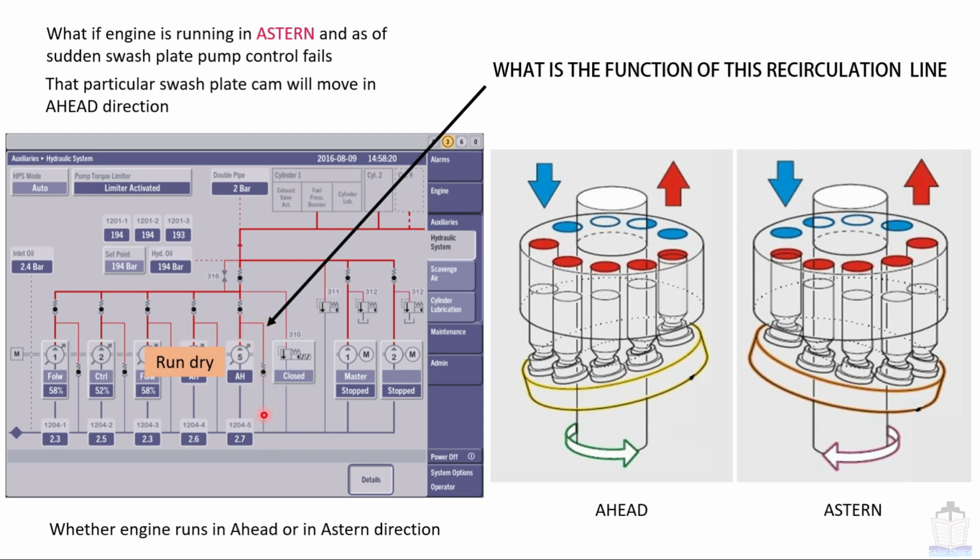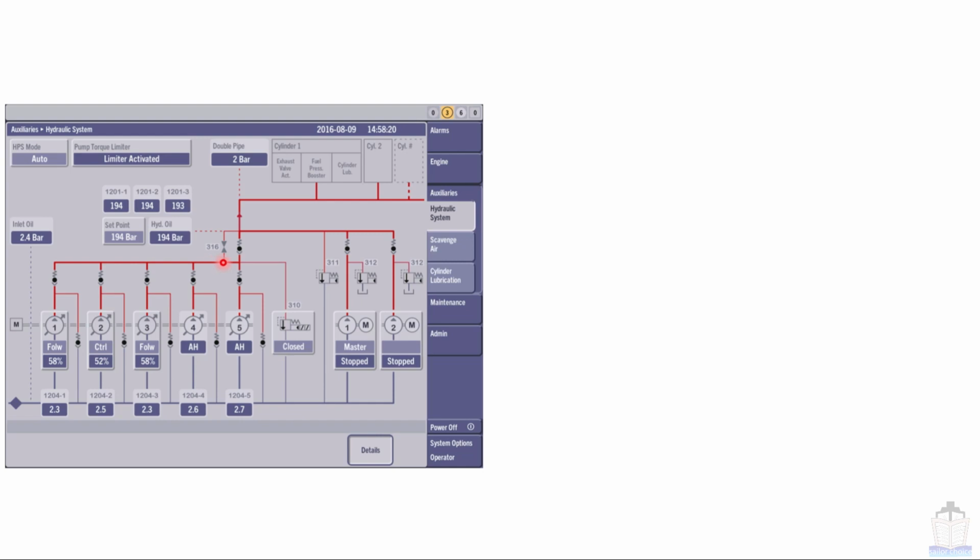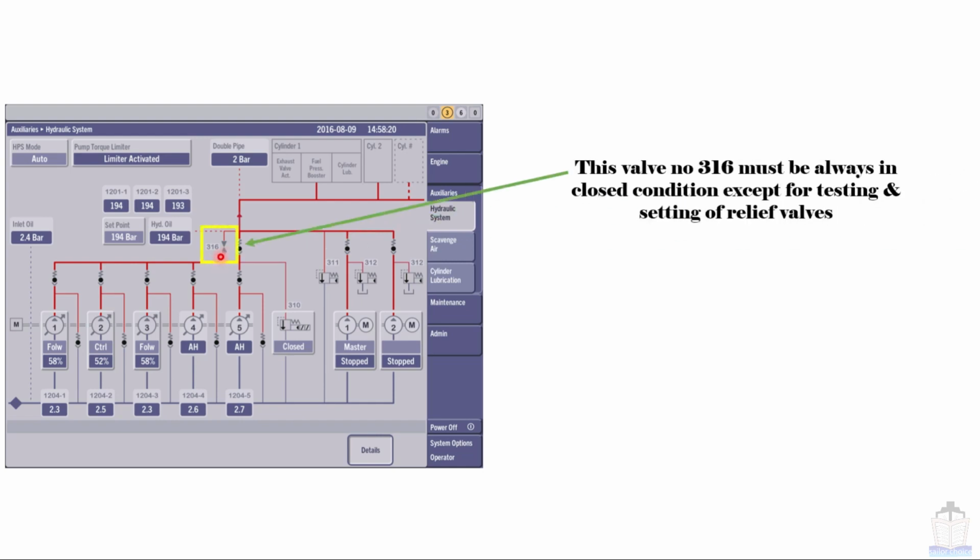This is a very important line in this hydraulic circuit. Okay, now moving next, I am going to talk about this valve number 316. This valve number 316 must always be in closed condition except for testing and setting of relief valves. In a while I am going to explain the exact function of the valve number 316. Basically this is a very important valve in this hydraulic line.